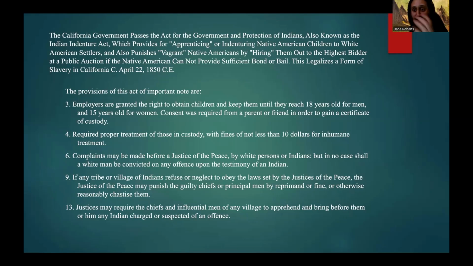Now, you'll note all the air quotes I'm doing, and that's because all of this was essentially pomp. It was pomp and theater because all this act did was essentially legalize a form of slavery in California, specifically Native American slavery. So they were not indentured servants, they were not apprentices, they were not hired, they were enslaved. And the provisions of this act that are important to note are Provision 3, where employers were granted the right to obtain children and keep them until they reached 18 years old for men and 15 years old for women.